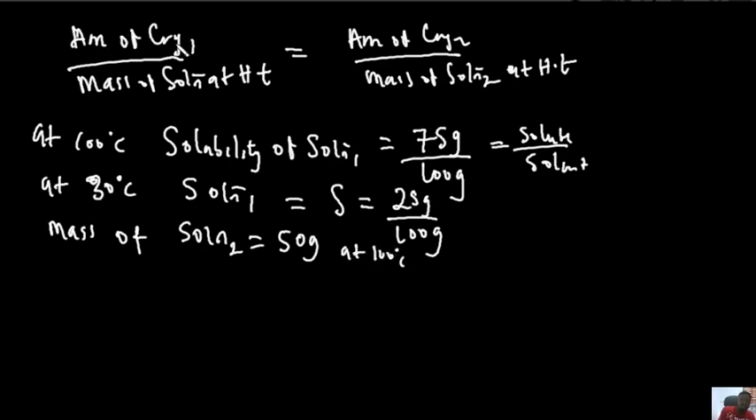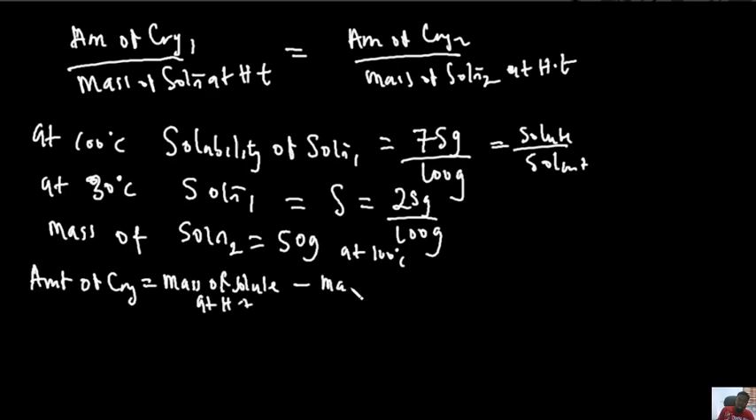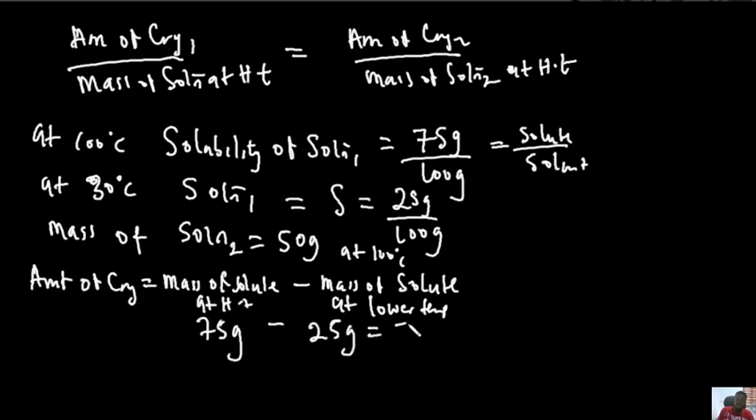The first thing we're going to do is to find the amount of crystal in solution 1. How do we find that? Amount of crystal is equal to mass of solute at higher temperature minus mass of solute at lower temperature. So let's look at that. In solution 1, the mass of the solute is 75 gram, while at lower temperature, the mass of the solute is 25 gram. Hence, the mass of the substance that will crystallize in solution 1 is 50 gram.